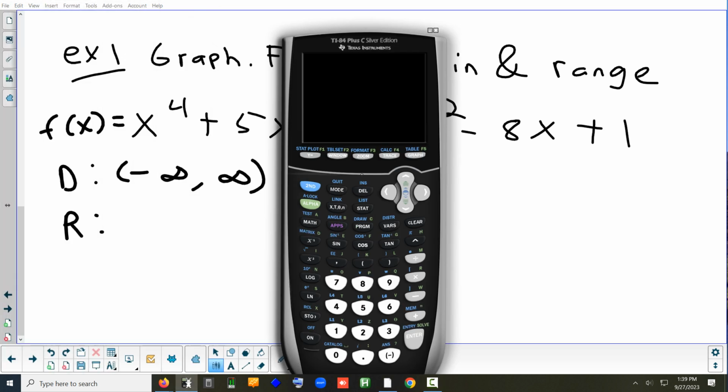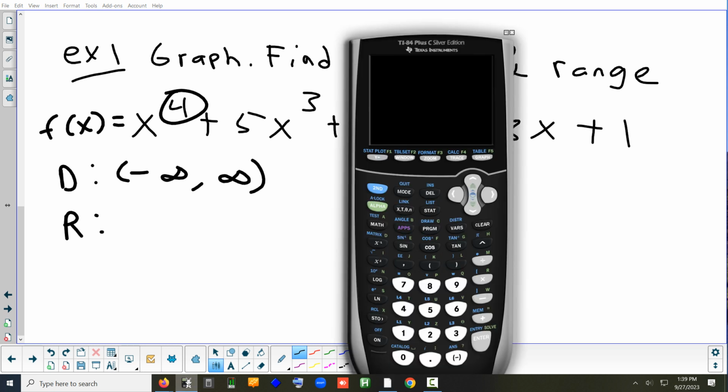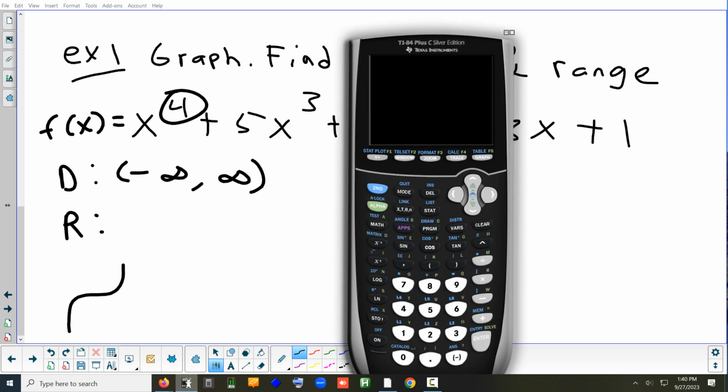Now, we can be a little bit more specific about the range. When the degree is an even number, you got to check it out. When it's an odd number, you don't. Because odd polynomials go up and down forever. So if it's an odd polynomial, then the range will also be all real numbers. Think of a cubic. It goes up and it goes down forever. But this is not an odd degree. It is even. So it's going to have kind of a parabola shape or a W shape. It's going to have a minimum. And it'll go up from there.